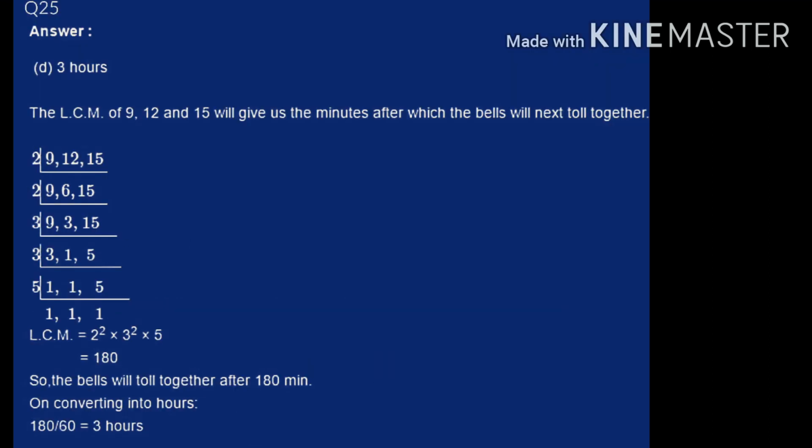Right. Next is question number 25, where it is told that the bells ring together first time after 9 minutes, 12 minutes and 15 minutes respectively. So when will they be tolling together again, what we will do? We will take out the LCM of 9 minutes, 12 minutes and 15 minutes. And what we are getting? We are getting 180 minutes. So 180 minutes on converting becomes 3 hours. So the bell will again ring together after 3 hours.